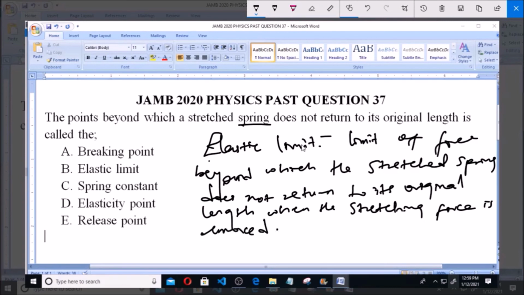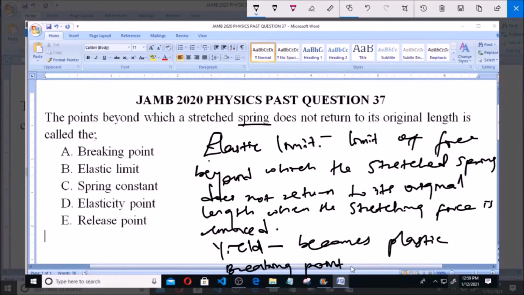Now after the elastic limit, we have what we call the yield point. At this yield point, the elastic material loses its elasticity completely and becomes plastic. Now after this yield point, the next will be what we call the breaking point. At this breaking point, this elastic material begins to break. That's the point beyond the yield point.